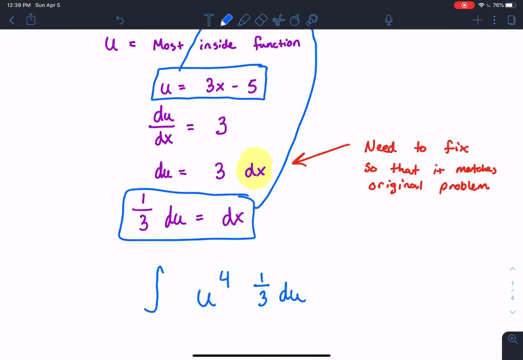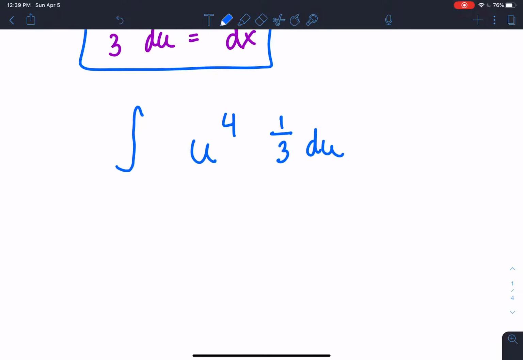Now, in order to figure out the antiderivative of this, this variable and this need to be the same. I can't have a u term and a dx term. It doesn't work out that way. It has to be the same variable.